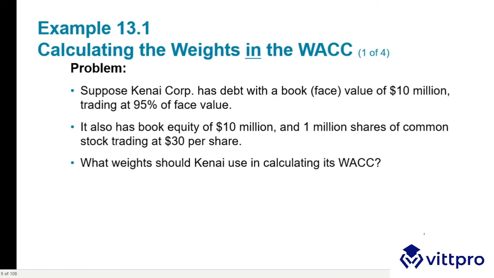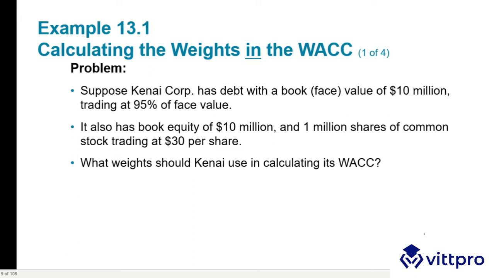There is a problem, just to give you some calculator exercise. Let's say you have debt on your balance sheet. The face value of your debt is $10 million. It's trading at 95% of face value, meaning the market value of debt is 9.5 million. It also has a book value of equity of $10 million. There is 1 million shares of stock at the market price of $30, so the total market value of equity is $30 million. So what are the weights that will be used in calculating the WACC?